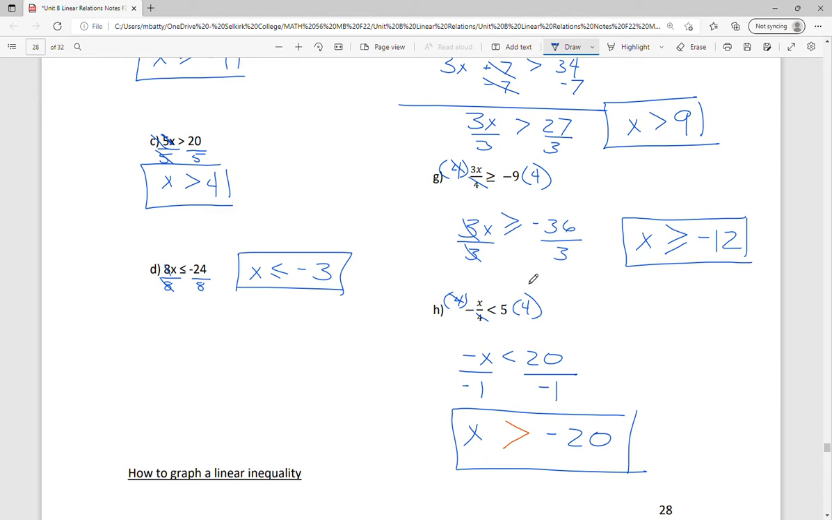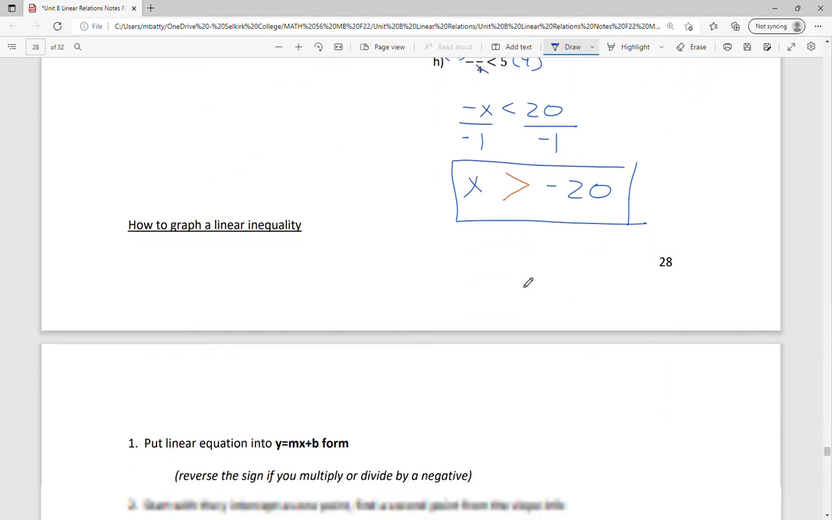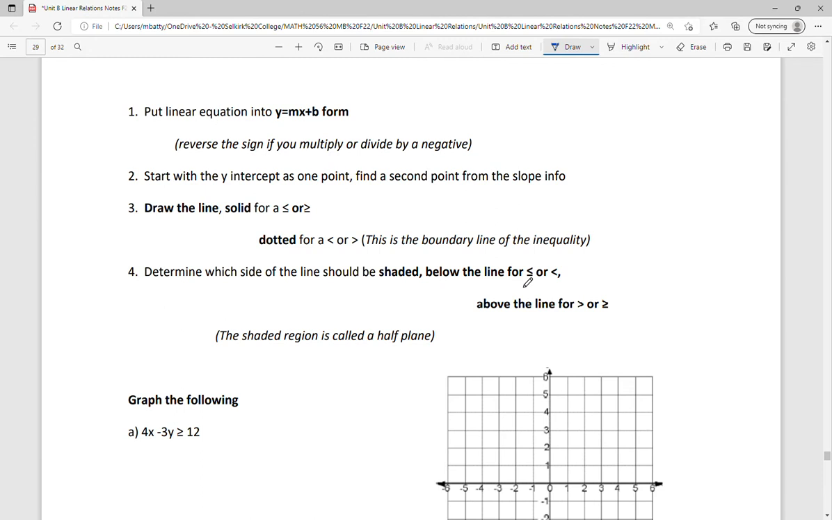We're going to now take this and leverage it into graphing an inequality. So we've got this weird rule. We're moving things around, same as equations. We're going to go back to my favorite, the mx plus b form, right? So we're going to take our linear inequality and put it into mx plus b form. Remember to enact that rule if in that algebra and rearranging, we have to divide by a negative, right? Then we're going to find the y-intercept and then another point from the slope.